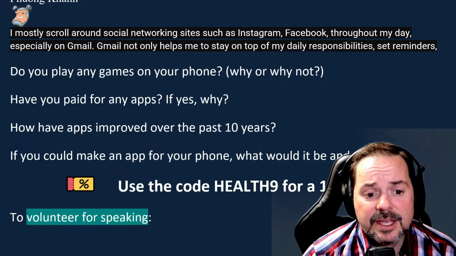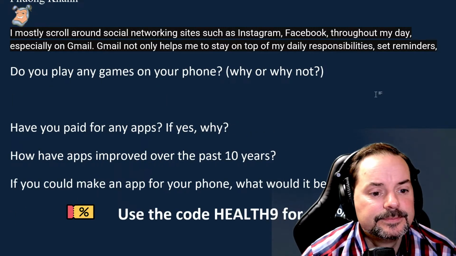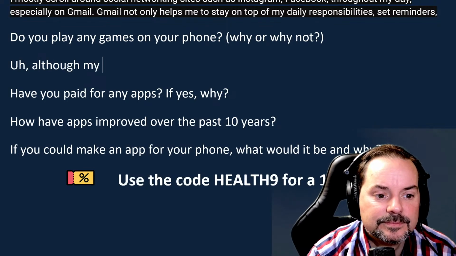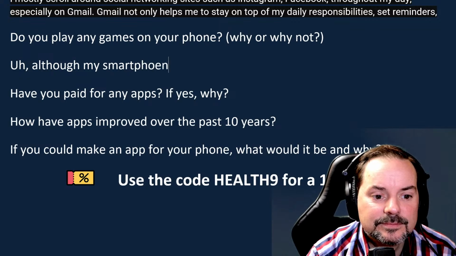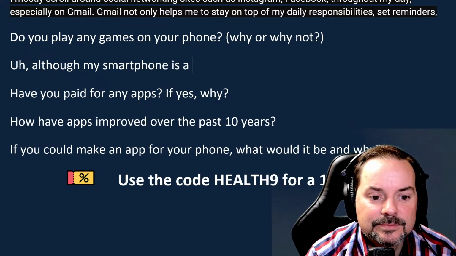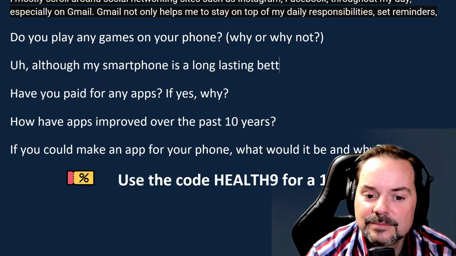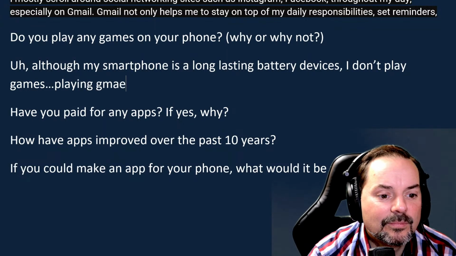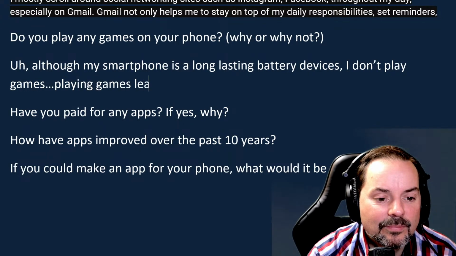Do you play any games on your phone? Although my smartphone seems like a long-lasting battery device, playing games on my phone is really not my cup of tea because I consider playing games not only wasting my valuable time for other activities, but also leading me to a sedentary lifestyle and maybe harmful to my eyes. So I rarely invest time in games on my phone.